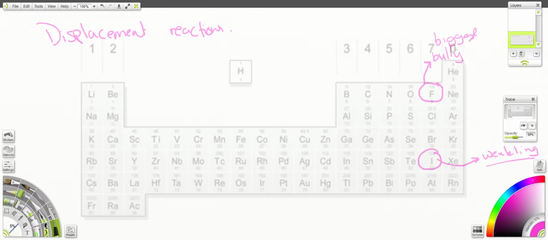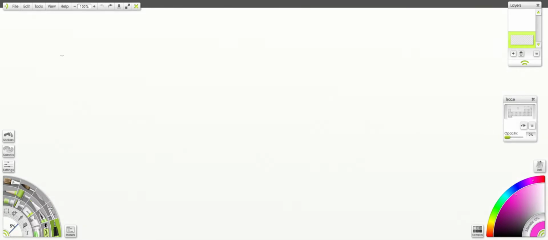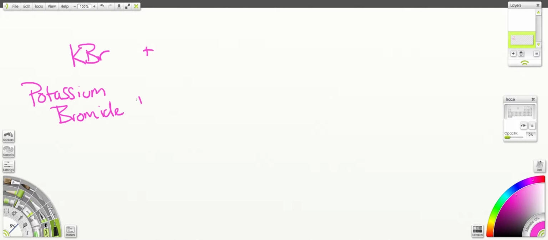Now it's going to make sense once I go through it. So I remember fluorine, that's INE, is the biggest bully. Iodine, that's INE, is the weakling. It cannot bully anybody, it cannot take anything off anybody. So what does this mean in reality? Okay, so this is displacement reactions. Let's say we've got KBr, so that is potassium bromide. Right, and let's say we're going to react it with chlorine. Remember chlorine is Cl2.